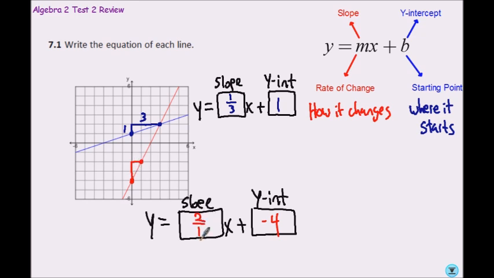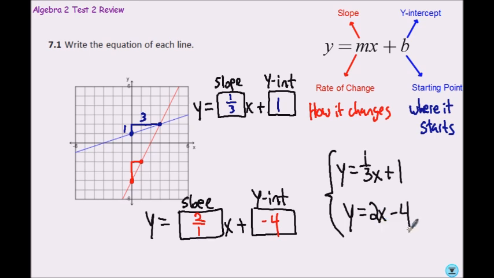Now, what I'm going to do is just clean this up. So I've got really 2 lines here. The first one would be y equals 1/3 x plus 1, and y equals 2x minus 4. Because 2 divided by 1 is just 2, that's how we'd write those two things.